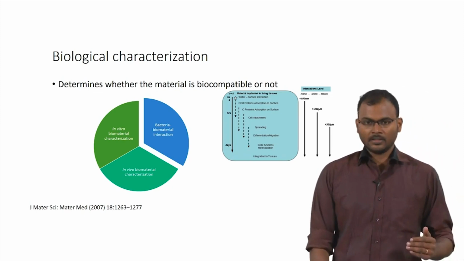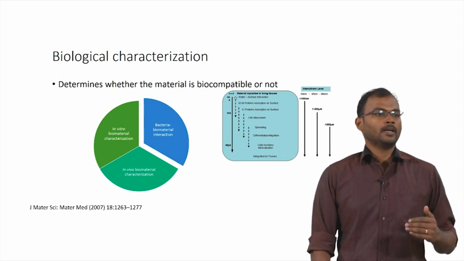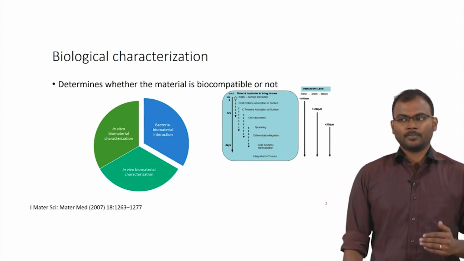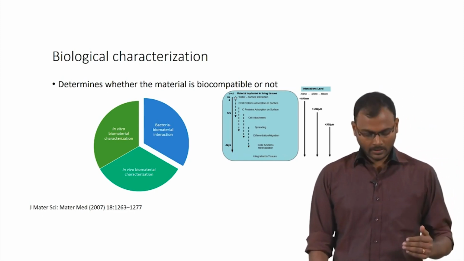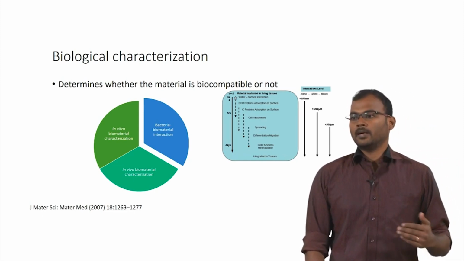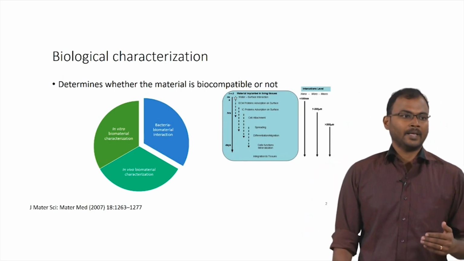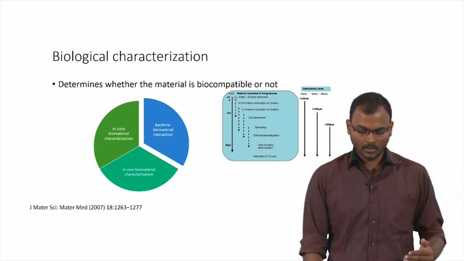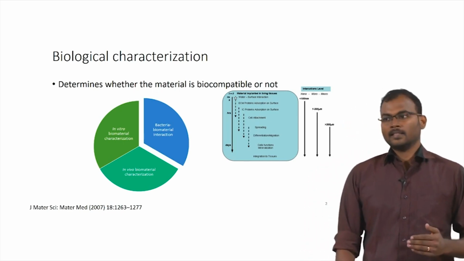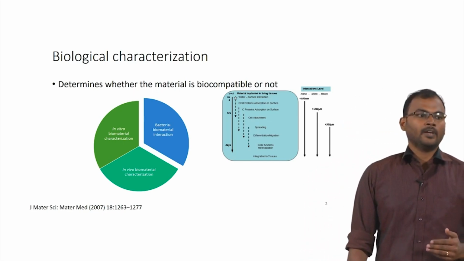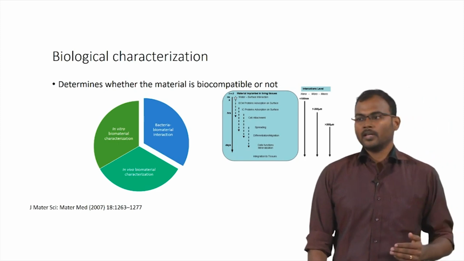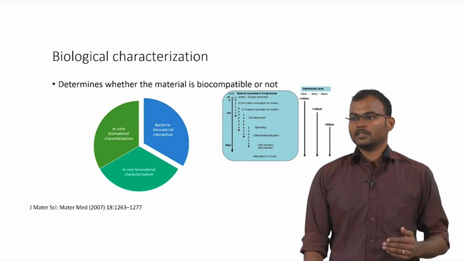In vitro is where you will do all the biological experiments on a lab scale environment. In vivo is where you will experiment with the material in animal models like rat, pigs, canine species and all. Bacterial interaction is mainly needed when you are looking for infection on the material surfaces and all.